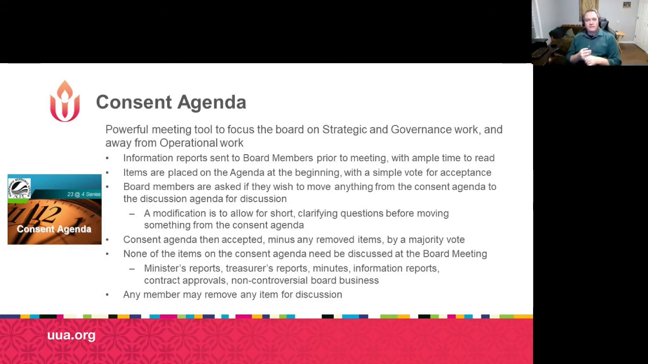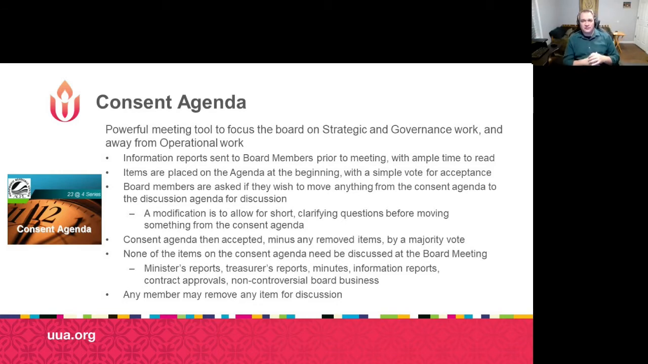One of the primary examples of this, we talked about it before, is financial documents, treasurer's report, minister's report, anything where it is data that the congregation is taking in. Also policies that have been debated in the board before, have been adapted, and are now coming back to the board just for approval.